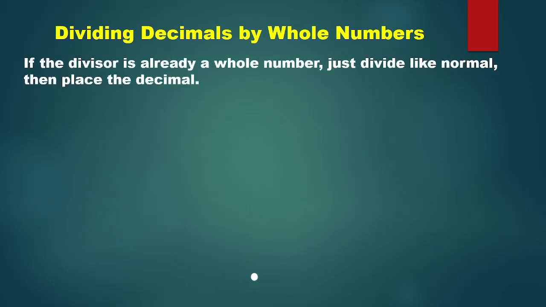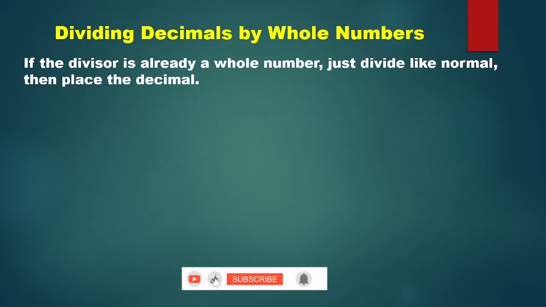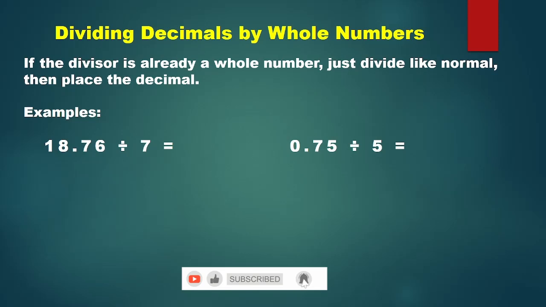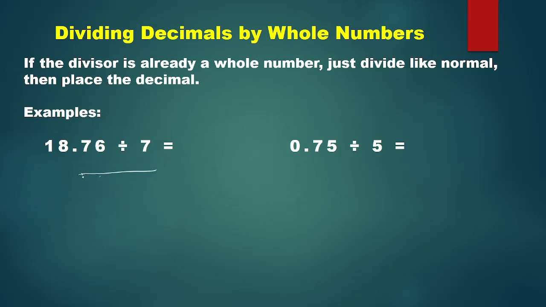If the divisor is already a whole number, just divide like normal, then place your decimal points. Let's take some example. 18.76 divided by 7. So here the divisor is already a whole number. Take note, your divisor has to be a whole number for you to be able to divide. So I don't need to move my point because my divisor is already a whole number. So I'll just go straight into division by drawing my division sign, 18.76, and I'll divide by 7.